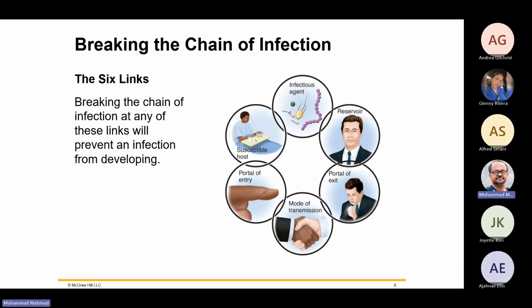Number 5 is the portal of entry. There can be a break in the skin, or it can go through the respiratory tract, eyes, ears, urinary tract, or reproductive tract that allows the pathogen to enter the body. And lastly, the susceptible host, anyone at risk for developing an infection from the pathogens. So 6 links, that's the chain of infection. If we can break any one of those links, infection will be controlled. It cannot spread.